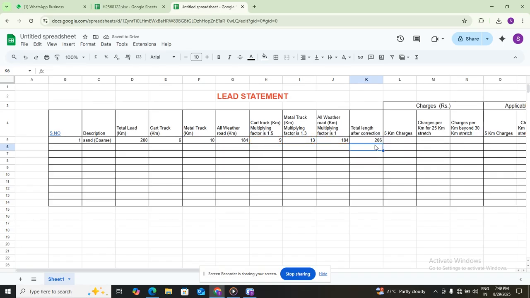206 kilometers. Okay, total length after correction is increased because of the sandy track or cart track, as the factor there is reducing the mileage by 5 kilometers. What are the charges applicable in transportation? We need to consider the SOR, schedule of rates, as per Telangana. Okay, we need to open the schedule of rates of Telangana.